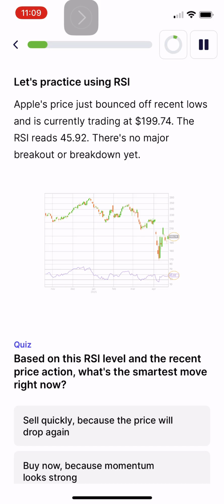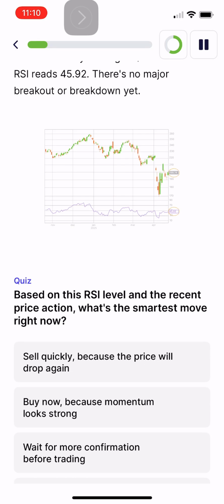Apple's price just bounced off recent lows and is currently trading at $199.74. The RSI reads 45.92. There's no major breakout or breakdown yet. Based on this RSI level and the recent price action, what's the smartest move right now?